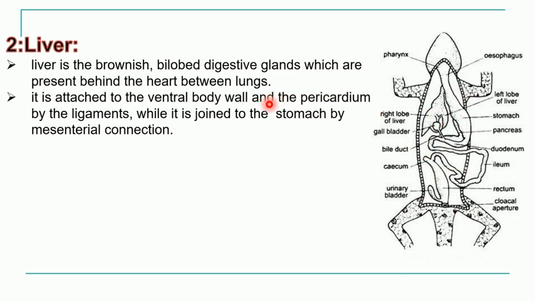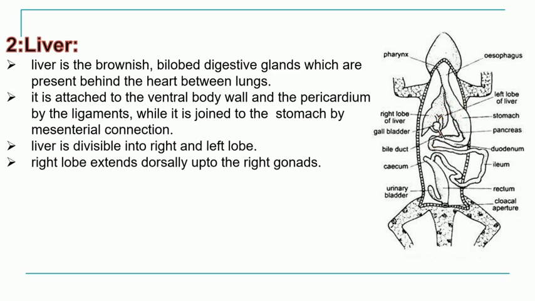So it is attached to the body wall and the pericardium, which is nothing but a sac-like covering of the heart, by the ligaments. It is also joined to the stomach with the help of a small mesenterial connection. So a mesentery attaches the stomach with the liver.